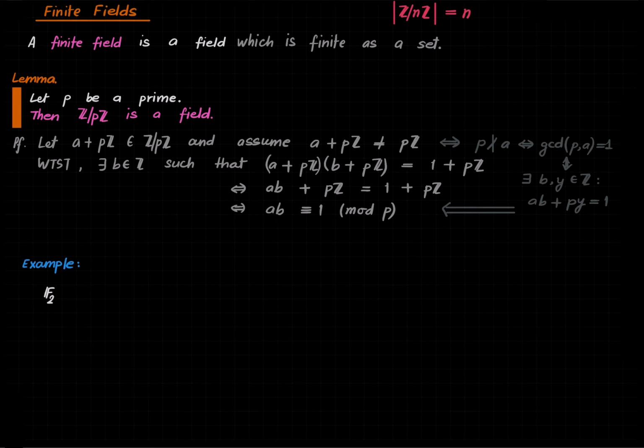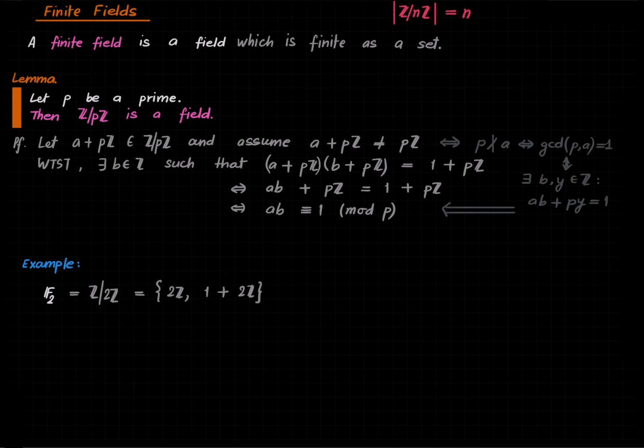It's F2. What is F2? F2 by definition is Z mod 2Z, which is of course {2Z, 1 plus 2Z}, right? That's what this set is. So this is the set of all the even numbers, and this is the set of all the odd numbers. 2Z means those things which are divisible by 2, so all the even numbers. And 1 plus 2Z is you're offsetting every even number by 1, so all the odd numbers.